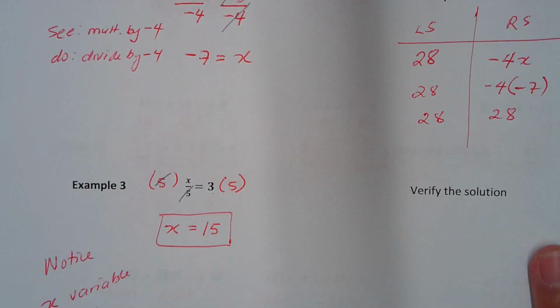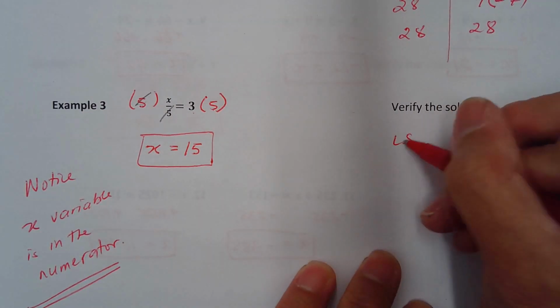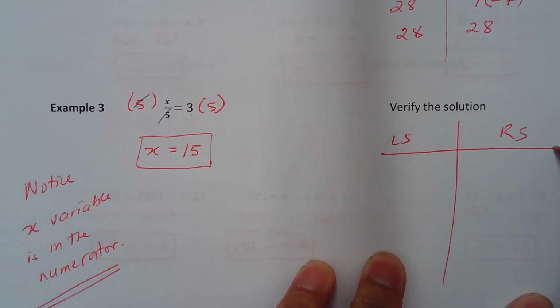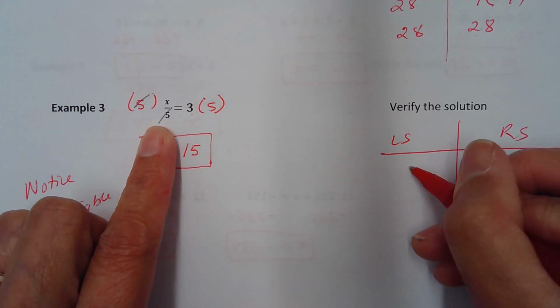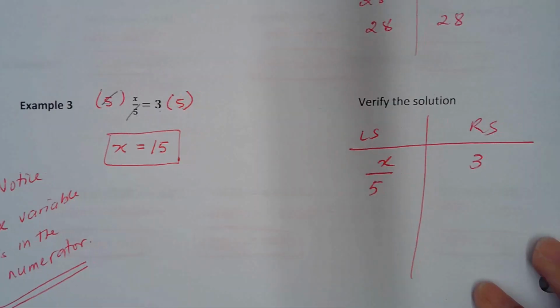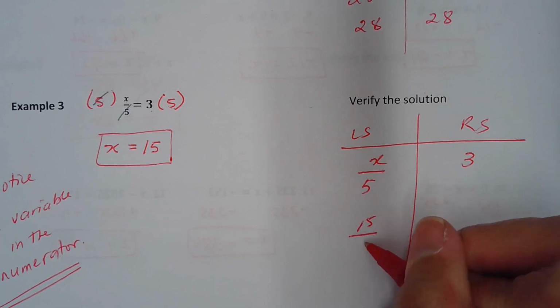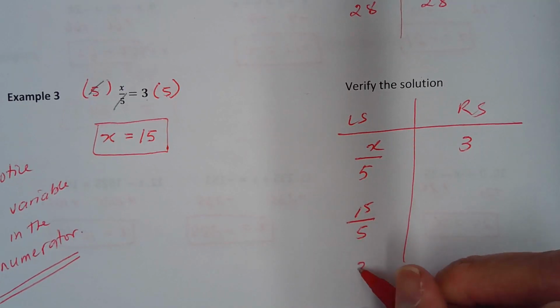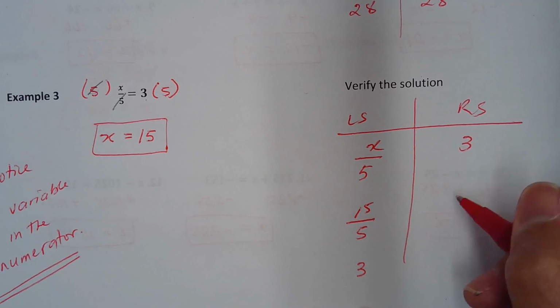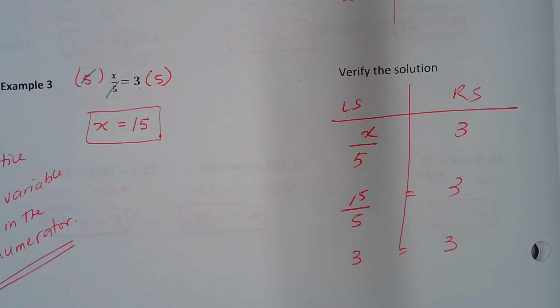I'm going to leave it like that for now. Okay? So how do we verify our answer? So the left side, right side. On the left side is x over 5. On the right side is 3. We're going to substitute the x with 15. So 15 over 5, that's 3. And then the right side is equal to 3. So if you want to just keep going, 3 is equal to 3. Then we verified our solution.